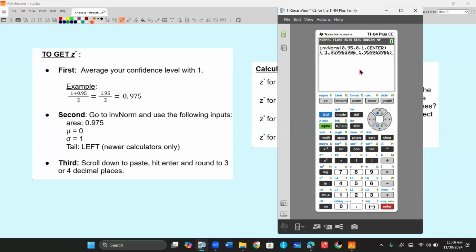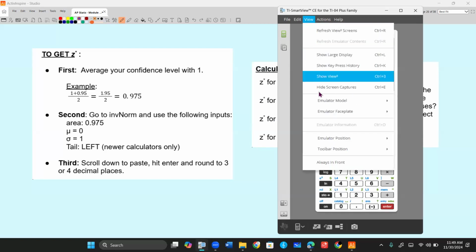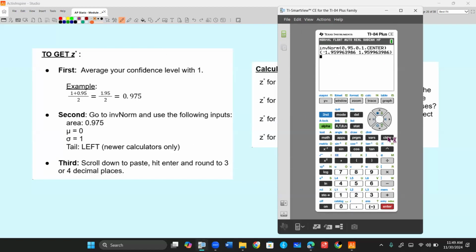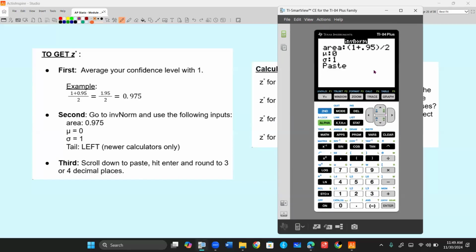Now, most calculators, not all calculators, have the center option. So if you look at the older models, let me show you an older model here that you might see, something like this. And notice that you don't have the left, center, and right. In this model, you only have left as an option. So what you're going to do is average that 95% with 1. So add 1 plus 0.95 and divide that by 2. Keep your mean and standard deviation at 0 and 1. Remember, these are z-scores. And you'll get 1.96 this way.